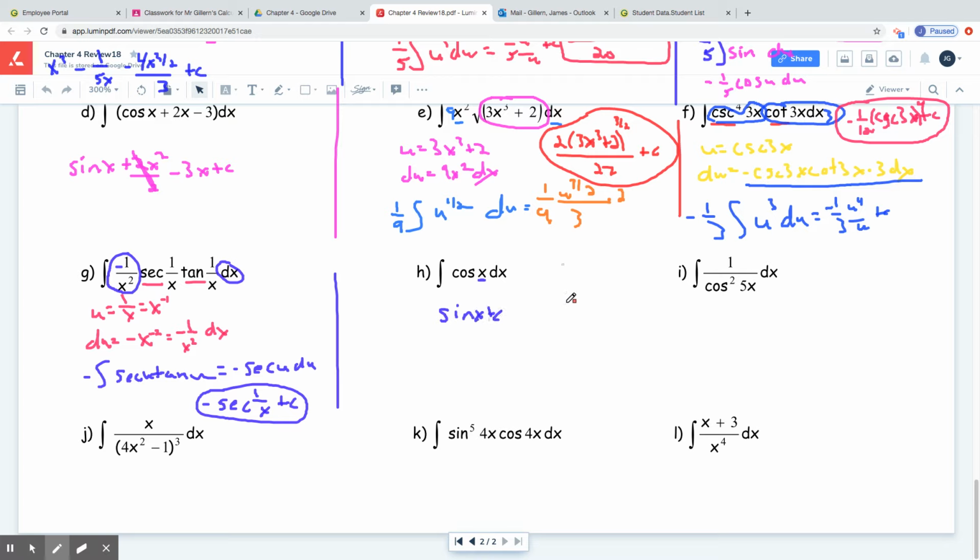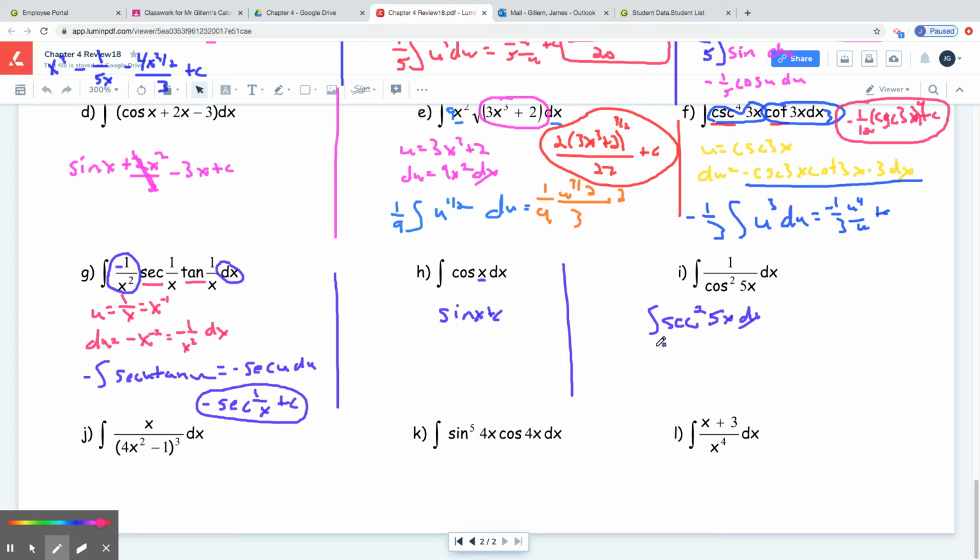All right, like those. All right, this one here, when you see just one trig function in the bottom, think about what's the reciprocal of cosine. The reciprocal of cosine is secant. So I can rewrite this as secant squared 5x dx.